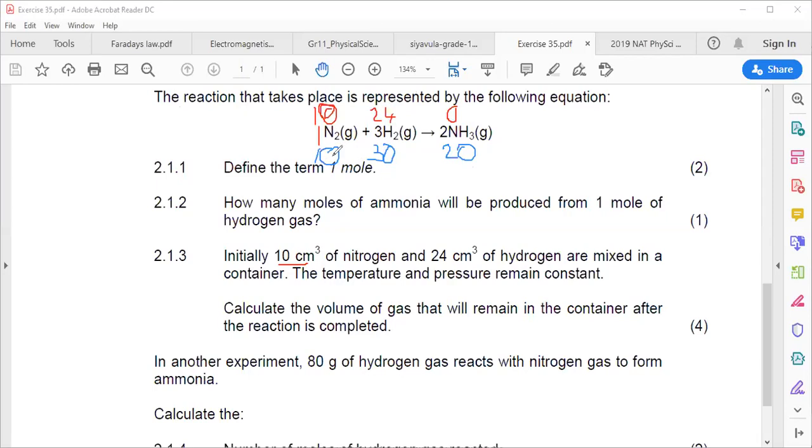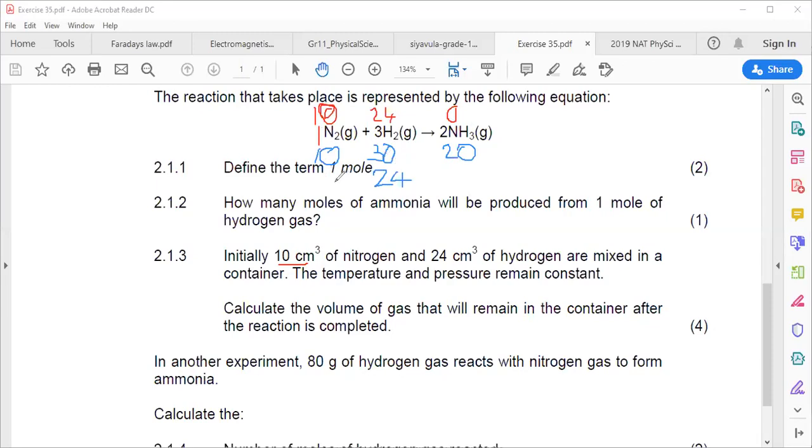Are you following? Right. Now, let me try the 24. The 10 is not working out because it's giving me 30, which I do not have. Are you following? Now, let's do with the 24. If I start with 24 here, right? How much do I need here? Huh? No, the ratio is 3:1. For every 3, I need 1 here.